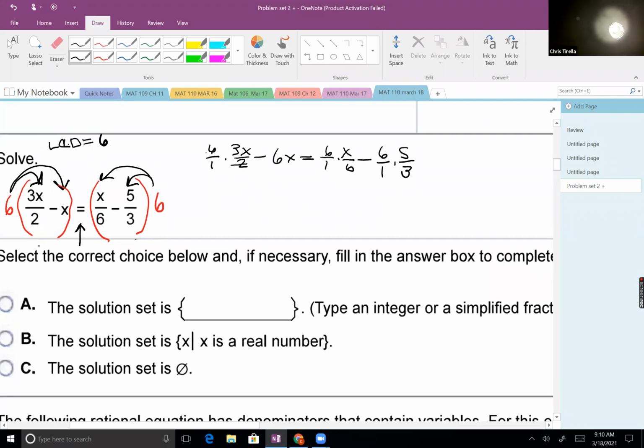So reducing, 2 goes into 6 3 times. 3 times 3x is 9x. Minus here, we just have 6x. On the other side, 6 divides out with the 6, leaving me with x, minus 3 divides into 6 twice, so minus 2 times 5 would be minus 10. And now we've got a much simpler equation to solve. Is everybody comfortable with that, multiplying through by that common denominator to clear the fractions? Any questions?